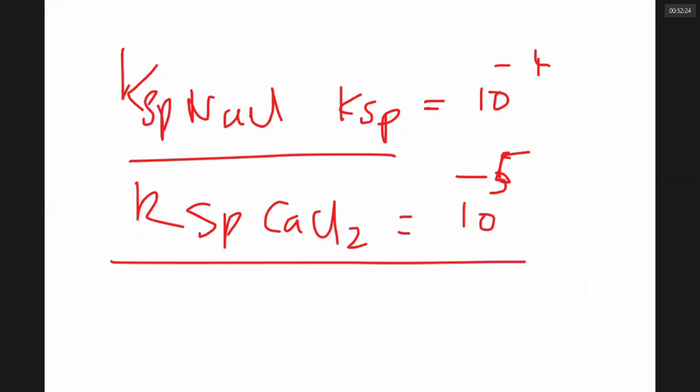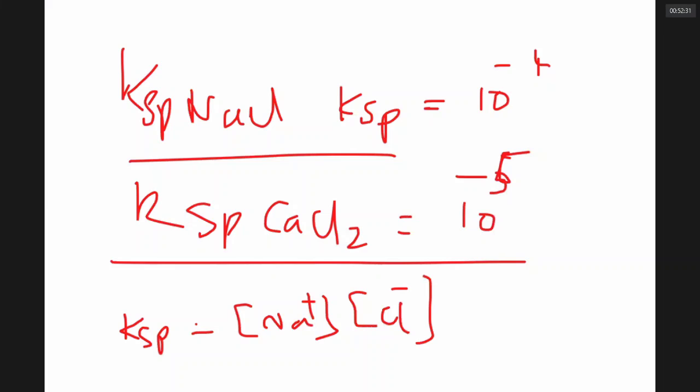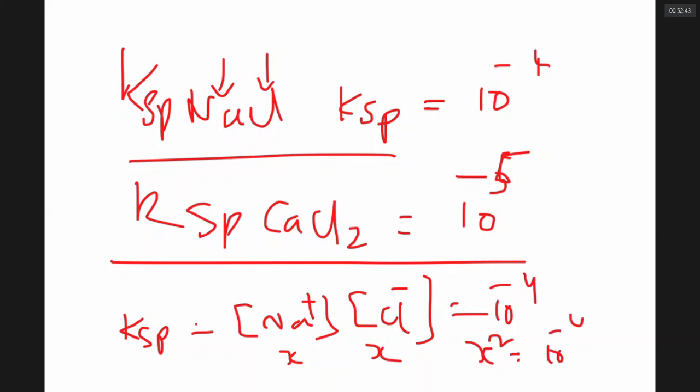Notice for NaCl, solubility product is concentration of Na plus into concentration of Cl minus, which is equal to 10 to the power minus 4. In this case, concentration of Na plus is equal to concentration of Cl minus because each NaCl gives 1 Na plus and 1 Cl minus. So X square is equal to 10 to the power minus 4. X is equal to 10 to the power minus 2. So 0.01 moles per liter is the solubility of NaCl.